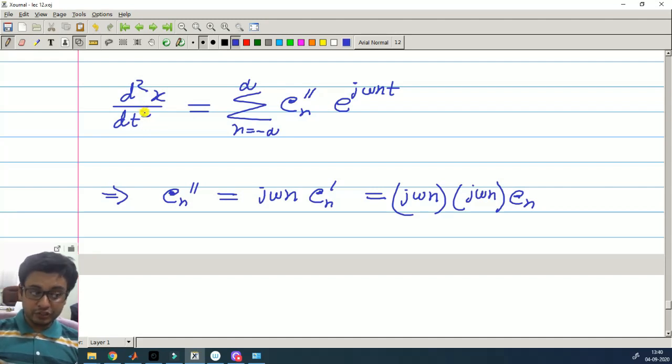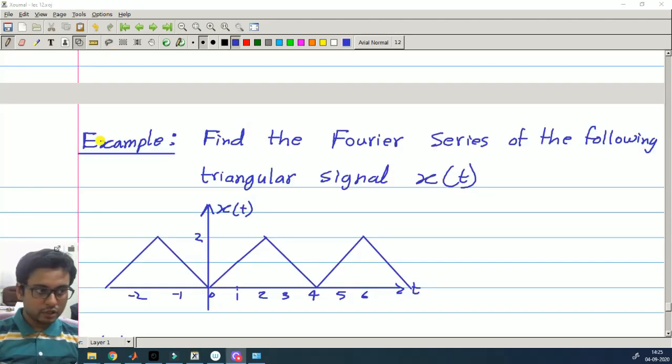Okay, so in general, if you consider the third derivative, fourth derivative, fifth derivative of x, then the Fourier coefficients of that will be equal to the Fourier coefficient of x multiplied with j omega n 3 times, 4 times or 5 times. Now let us solve an example problem using this relation between the Fourier coefficients of a function and its derivatives. So here is the question.